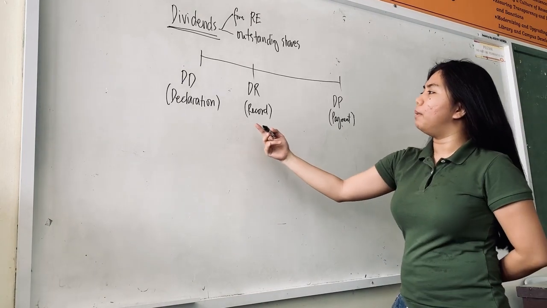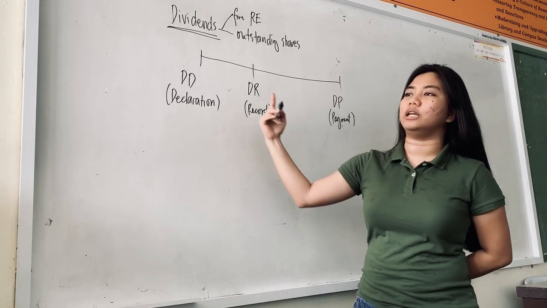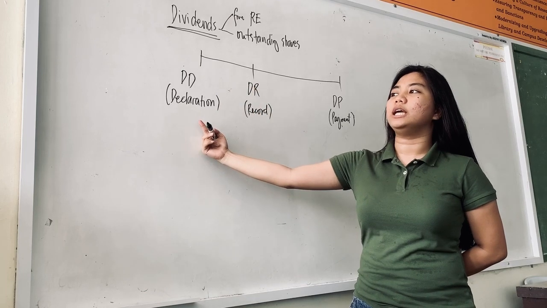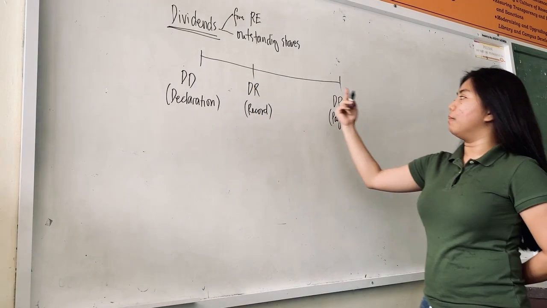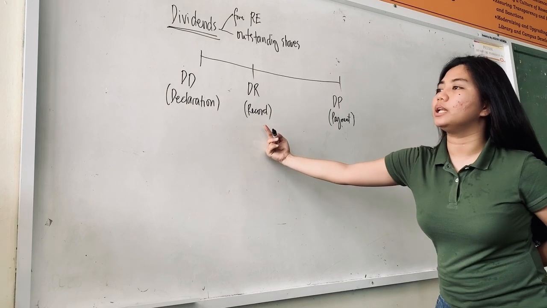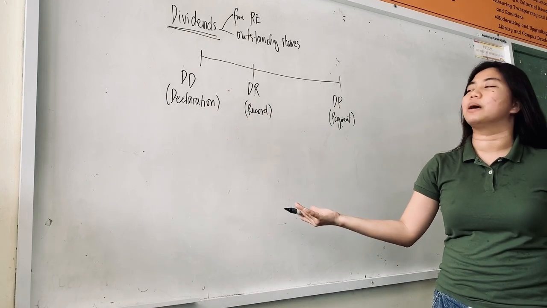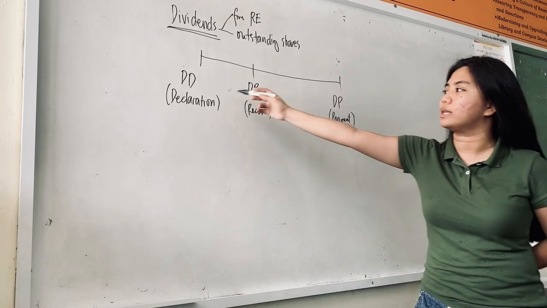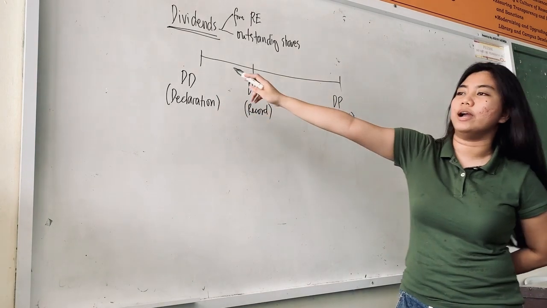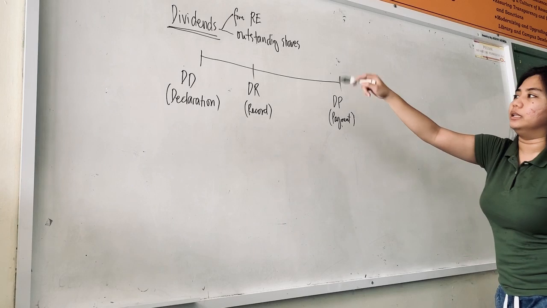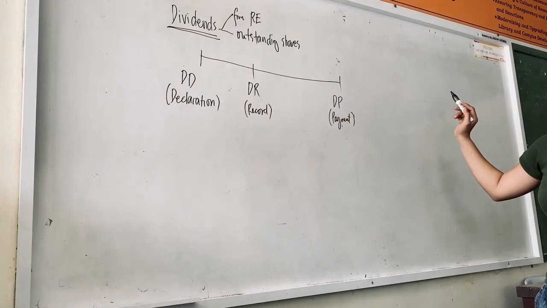So, pwede ba na mauna ang date of record kaysa sa date of declaration? Definitely, hindi. Pwede bang mauna ito kaysa dito? Definitely hindi. Pero pwede bang magsabay? Walang problema kung sasabay. Huwag lang mauuna ito kaysa dito, at ito kaysa dito. Kaya nga ako gumawa ng timeline. Ibig sabihin, ayan dapat ang magiging pagkakasunod-sunod.